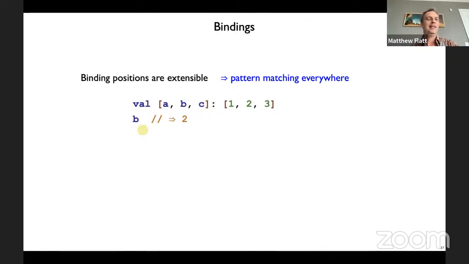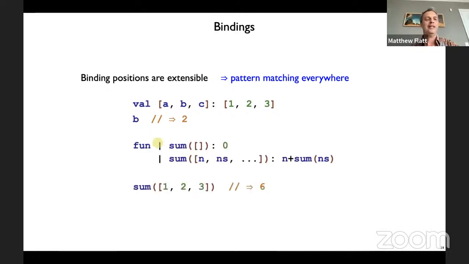I don't think that's particularly surprising, and it plays out the way you would expect if we want to define a function sum over a list of numbers. Then we have the empty list case and we have the non-empty case. Dot, dot, dot does what you would expect after this ns. As a list pattern, that means we have at least one item here and then any number of items after that. So if I call sum on 1, 2, 3, I do get 6.